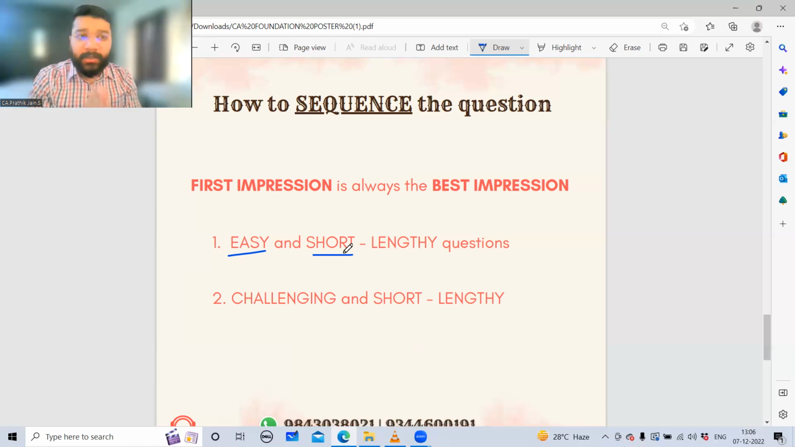So please do not make that mistake, because that is a mistake I made in the first examination. With that experience, I'm telling you, please do not deal with the lengthy and the tough question in the beginning. Go with the easy and the short question.